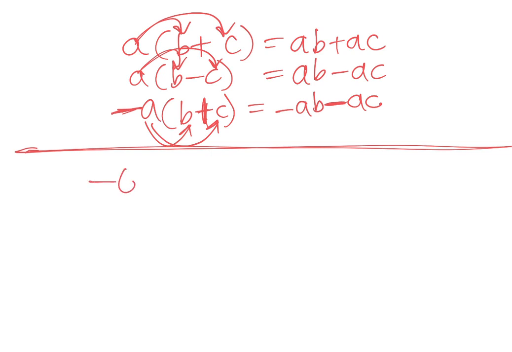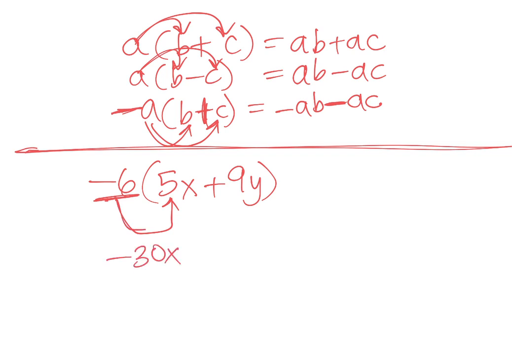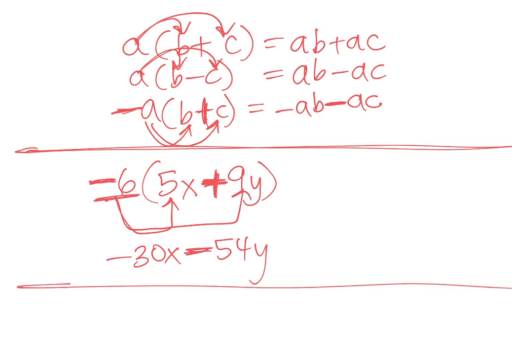So let's say we had -6 into 5x plus 9y. This -6 will distribute with that, so that becomes -30x, and this -6 would distribute with that, and that becomes -54y. So because of the negative and the positive meeting, it will become a negative there. So that's an example of the distributive property.